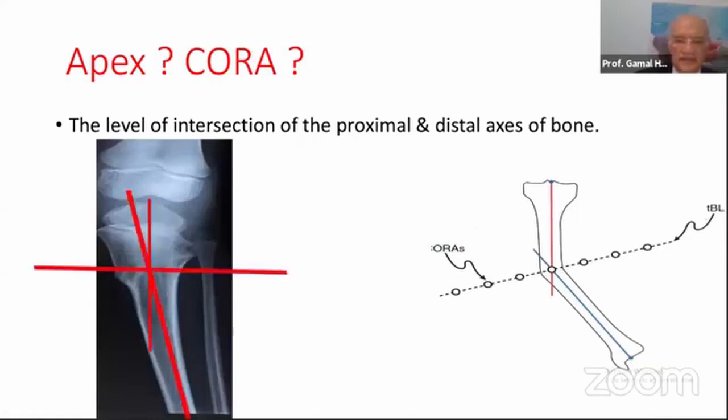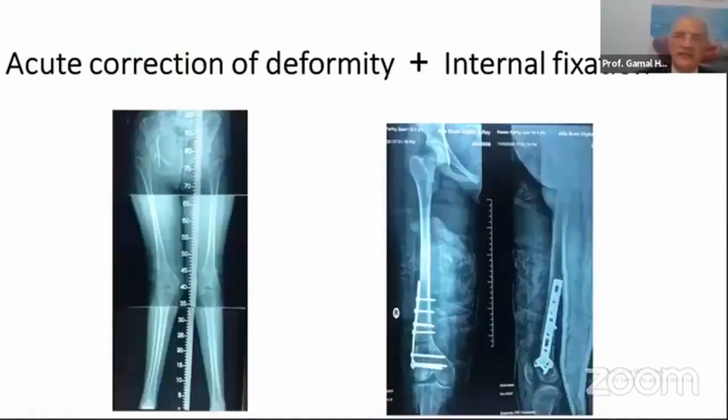Again, this is the transverse bisector line, and those are all CORAs. We can correct the deformity with acute correction, or gradual correction, or gradual and acute correction. Both are valid. It depends upon the clinical situation. In such a case, we have a valgus deformity, and with acute correction using a plate, not external fixation, you can use internal fixation to correct the deformity.